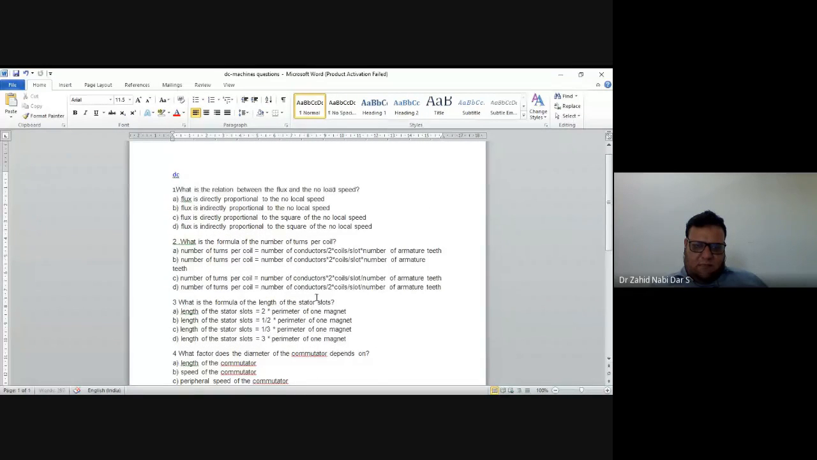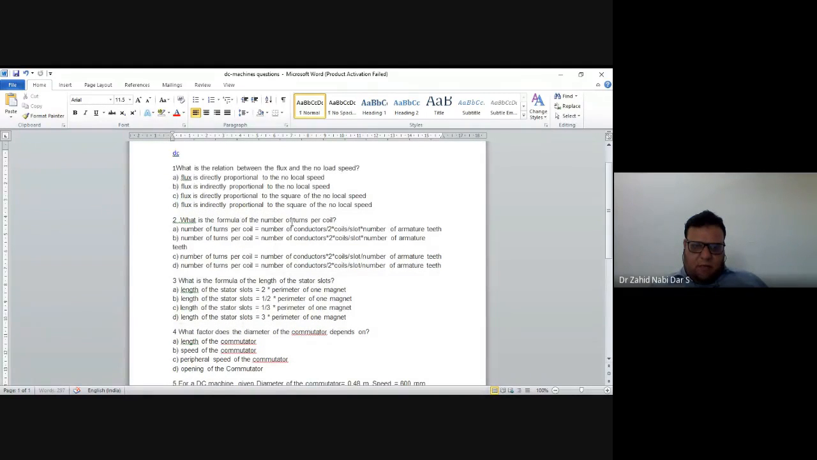What is the relationship between the flux and the no load speed? Option is flux is directly proportional to the no load speed. Flux is indirectly proportional to the no load speed. Flux is directly proportional to the square of the no load speed. Flux is indirectly proportional to the square of the no load speed.